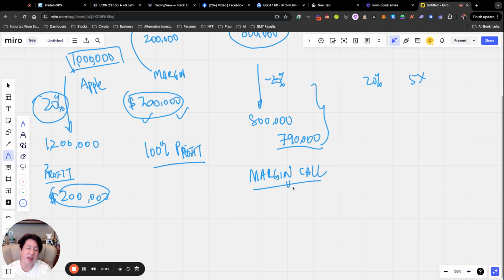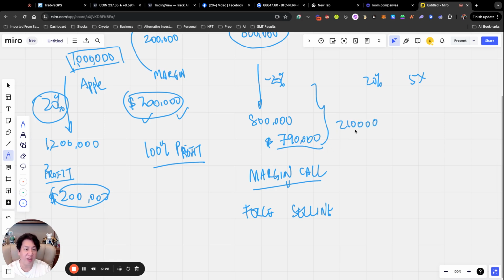And in the event that you don't answer your margin call, let's say for a day or two you don't answer and you don't top up the extra money, then what happens is you will be forced sold. Okay, there will be forced selling. And once there's forced selling, then what happens? It will realize the loss. Let's say now the value is 790,000, and you realize the loss of 210,000.